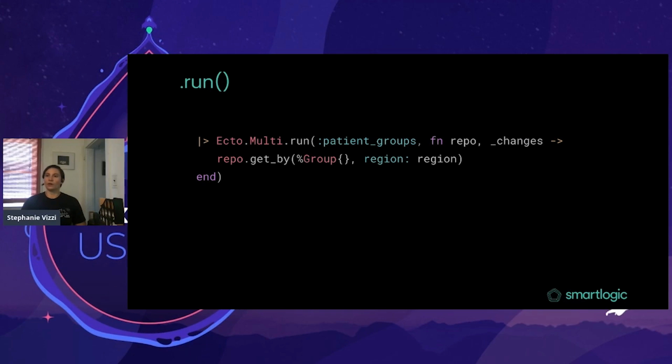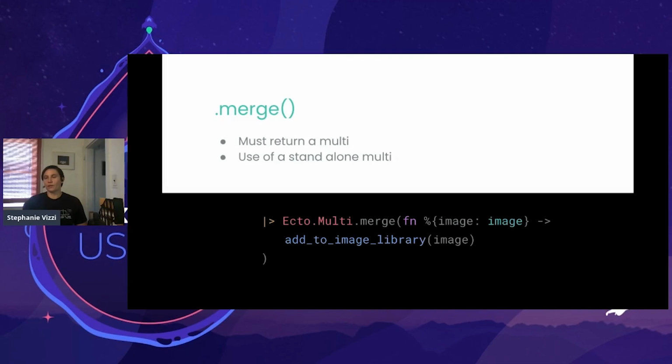And then here is an example where I'm not using changes. Got that underscored in the first line, but I'm using repo instead. And I'm going to do a get by here and do some database action in this run. So run is kind of more open-ended than some of the more helper ones. So that's really nice and super useful.